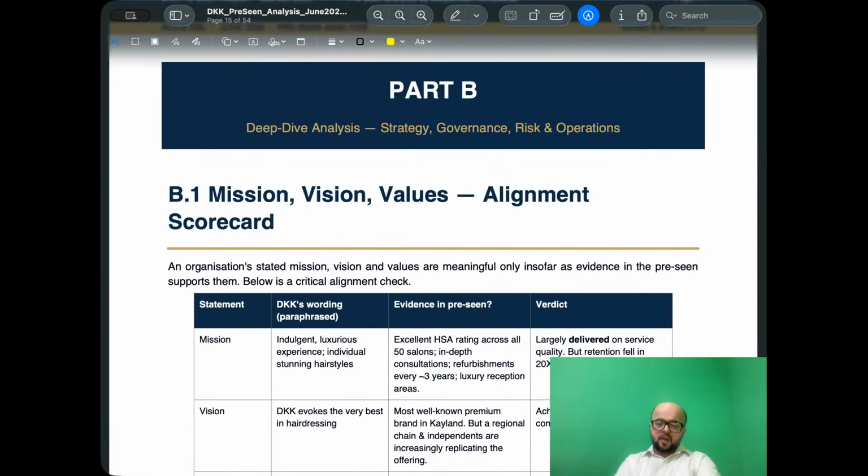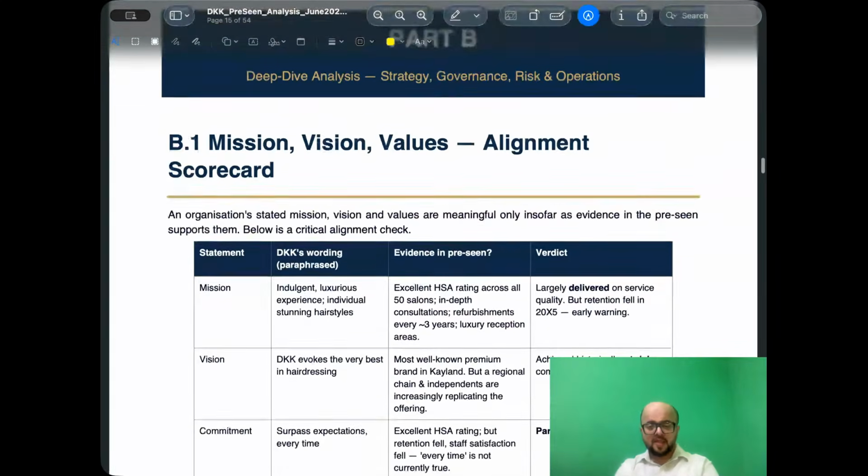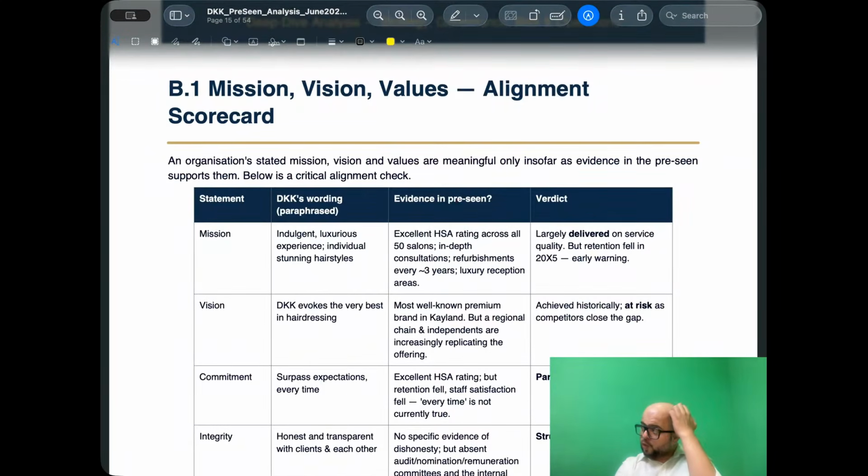Now, we understand the mission, the vision, the values, and how these are aligned. An organization's stated mission, vision, and values are meaningful only insofar as evidence in the pre-seen supports them. यहाँ पे again, you will have to ensure that you don't add your interpretation to things. ठीक है? What is the company's mission?